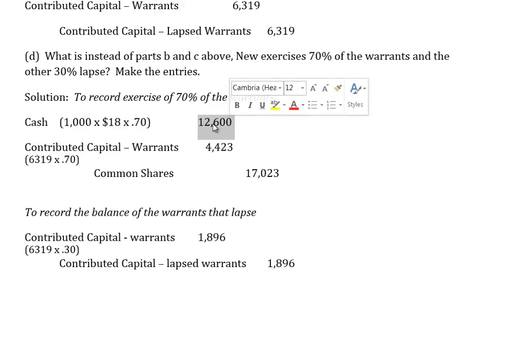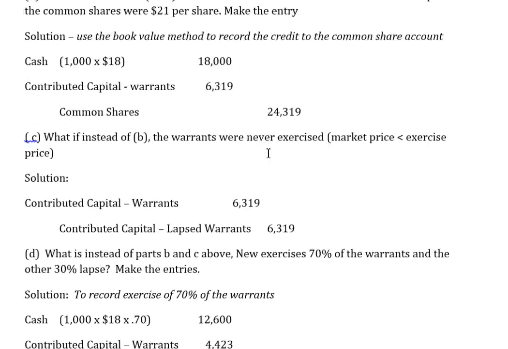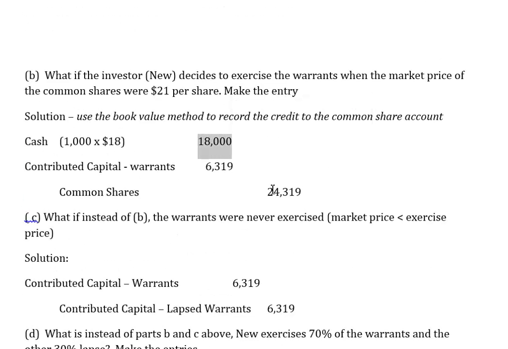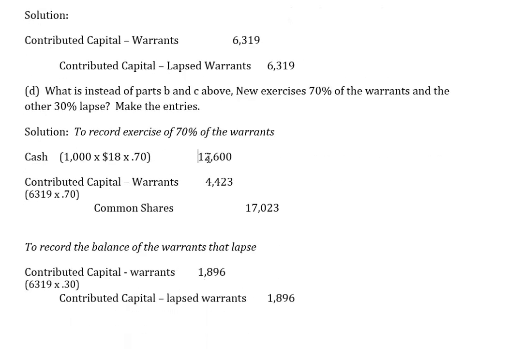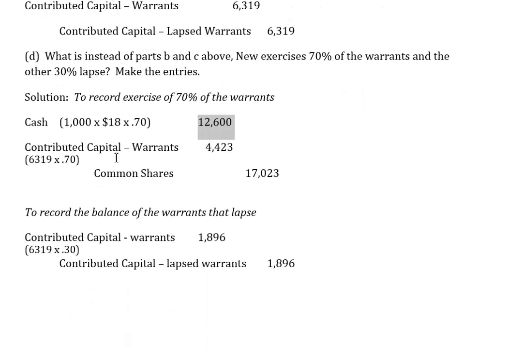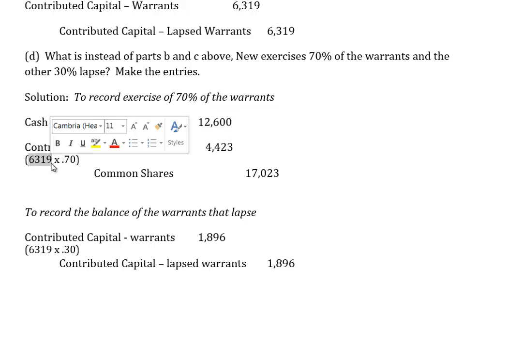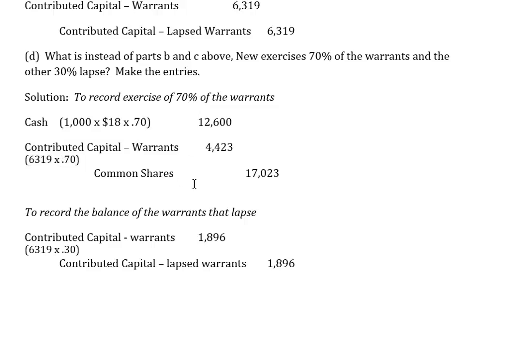So we've got to get from Easy Corporation $12,600. Well, that represents 70% of that number, right? Because they're not going to pay us to get 1,000 shares. They're only going to pay us to get 700 shares because they're only exercising 70%, right? So we're going to debit our cash for $12,600, debit the contributed capital on the warrants, not for the whole $63.19, but only for 70% of it, because we're only using up 70% of the warrants. And using the book value method, we're going to credit our common shares for $17,023.